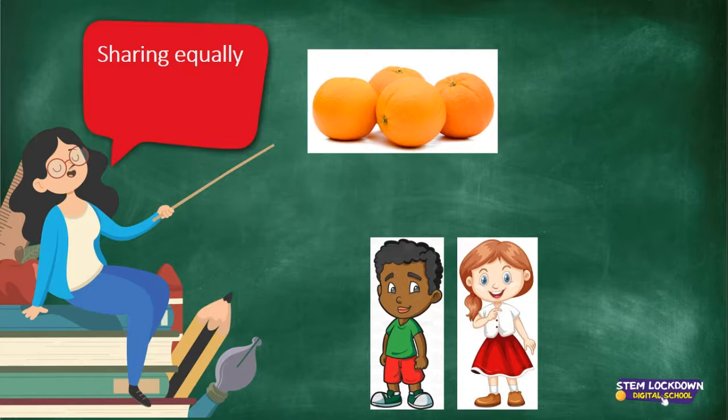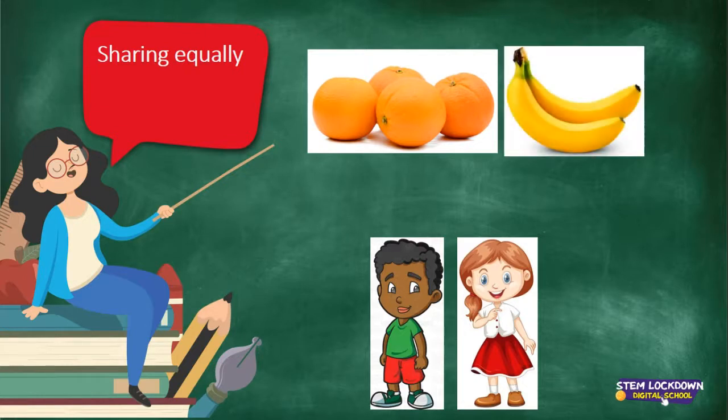All right, so let's see what they're going to share. What have we got here? Delicious, juicy oranges. And what other fruit do we have? Bananas. Yes, so we've got oranges and bananas. So now we're going to share the fruit with the boy and the girl. So now some of you are asking, how do we do that? So now let's see and have a look if we can learn how to share equally. All right, so first we've got the boy and the girl and we've got the fruit. Now we're going to share it equally to make sure that they each get the same amount, because that is what equal is.